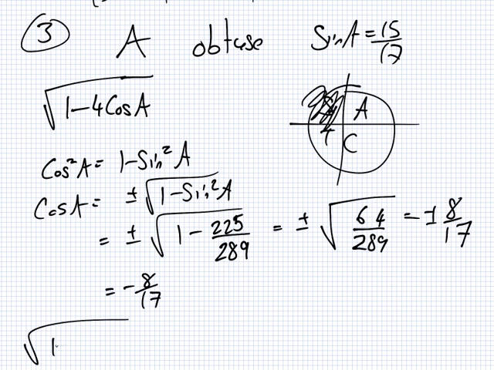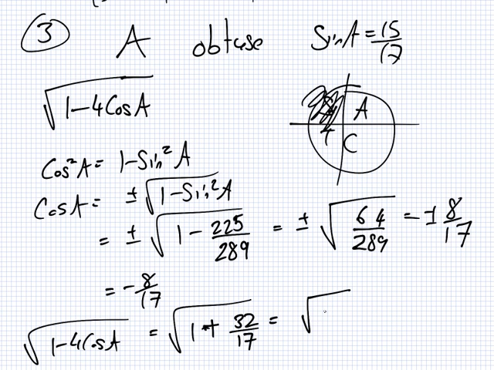So 1 minus 4 cos A will be 1 minus, and minus times minus makes a plus, 8 times 4 is 32 over 17. So what's that? That's 49 over 17, and the square root of that is 7 over root 17. That's the answer I got here.